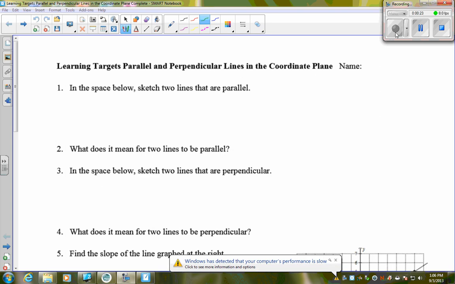All right, so today we're going to talk about parallel and perpendicular lines. Take a second and see if you can recall what the difference between the two is. All right, so number 1 tells us in the space below, please sketch 2 lines that are parallel. Of course, sketch, we're just going to do a rough drawing of what we think they are.